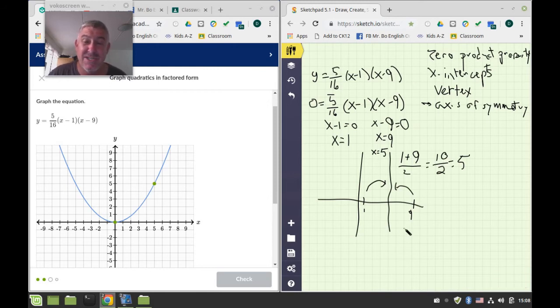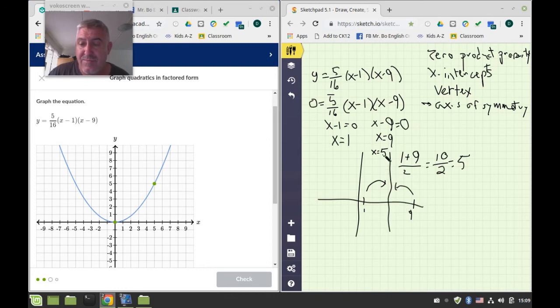Bonus question: is that a function? Does this pass the vertical line test? No, it doesn't. So x equals 5 is not a function, because we put in one x value, and we get out many y values.